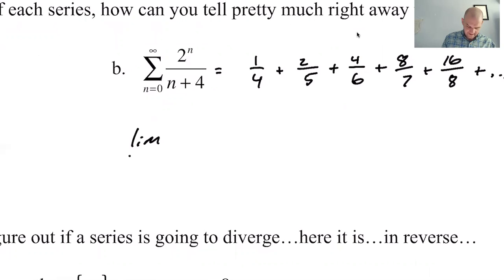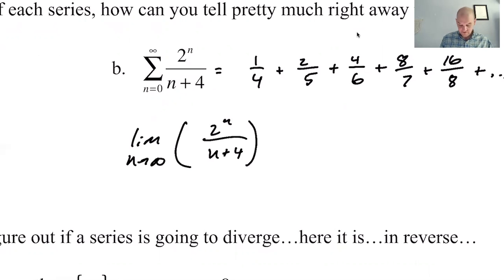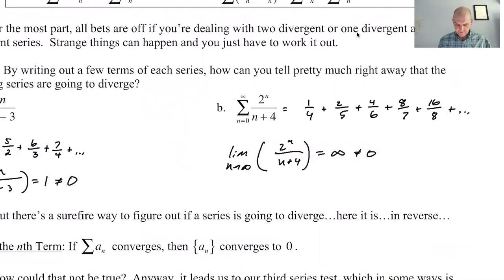And the reason, again, the limit of this is actually infinity. So eventually you're just adding plus infinity, like no way, no chance. This is infinity, which is definitely not 0. Therefore, this is going to diverge.